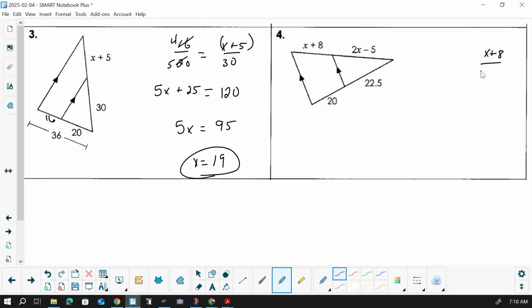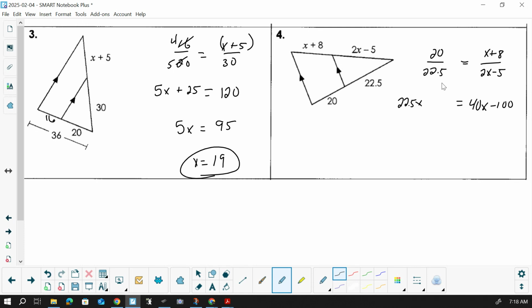Number 4, this side over here, x plus 8 over 2x minus 5. And since the x plus 8 is in the numerator, the 20 would have to be in the numerator on this side, 22.5. And we'll just have to multiply it the way it is here. 20 times this would be, let's see, 20 times 2 is 40x minus 100 equals, and x plus 8, let's see here, it would be 22.5x.